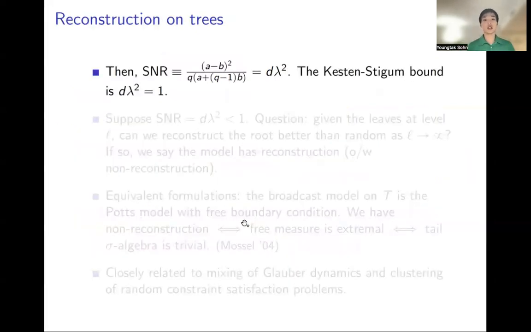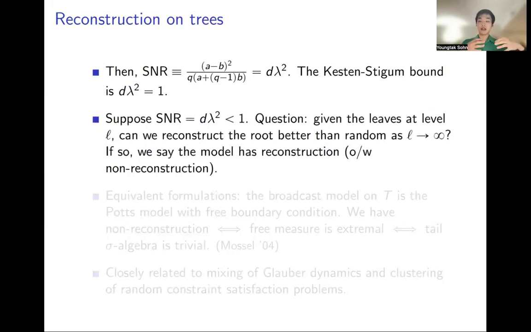So SNR, which is equal to (a-b)^2 divided by q times (a+(q-1)b), is just d lambda^2. And d lambda^2 equals 1 is what's called the Kesten-Stigum bound. So in order to show an impossibility result below the Kesten-Stigum bound, it suffices to show that, given the states of the leaves, we cannot reconstruct the root better than random. And it suffices to show we cannot do that when q is 3 or 4.